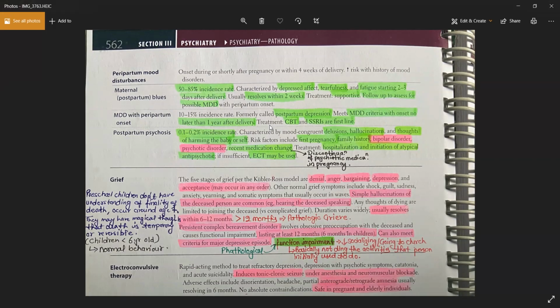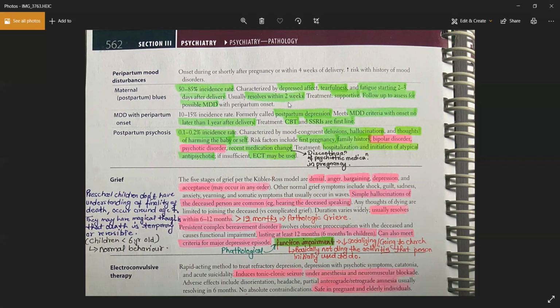The patient will have a depressive kind of effect. They will have sadness. They will become very tearful. They often cry. They have fatigue, and it starts happening 2 to 3 days after the delivery. And it must resolve within 2 weeks. So all this sadness, all this crying, all this fatigue, it must be resolved within the 2 weeks.